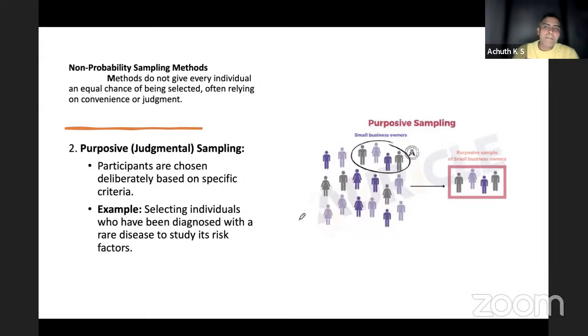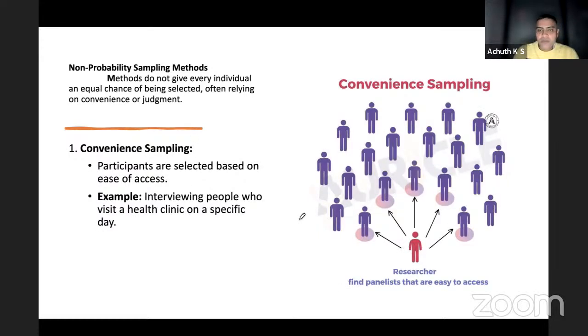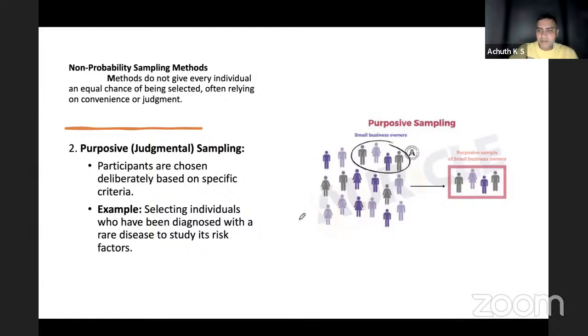Next is convenient sampling. The next is purposive sampling. Participants are deliberately chosen here on specific criteria. You can, for example, select a group of children with Down syndrome only. That is purposive sampling based on particular judgment.